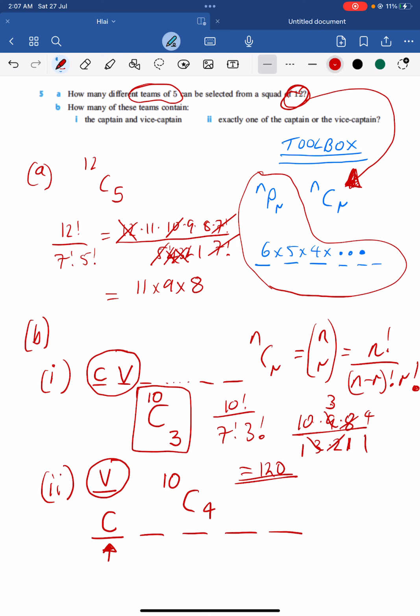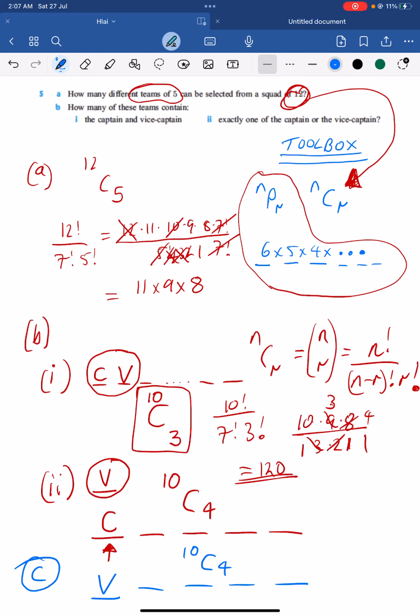And then let's do it a different way around. What if we put the vice captain in here, and we put the captain on the side, not to include in the squad? 1, 2, 3, 4. And from the 10 remaining people, we've got to choose 4. So can you see that? It's 10 choose 4 plus another 10 choose 4. So that's a little bit of a thinking question, isn't it?